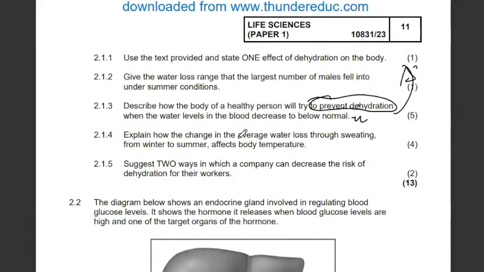Basically, this water loss will bring about the normal functioning of the body by cooling the body. Yes, by cooling the body. So how does it? Because they're saying explain how. They're asking you the how question, so you explain how it leads to the cooling of the body.